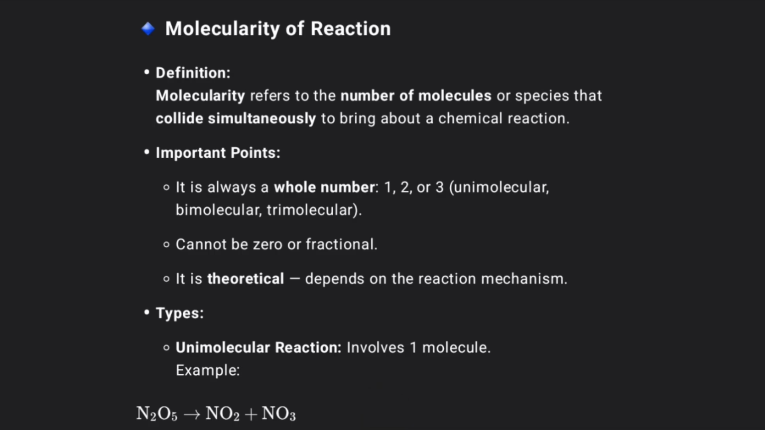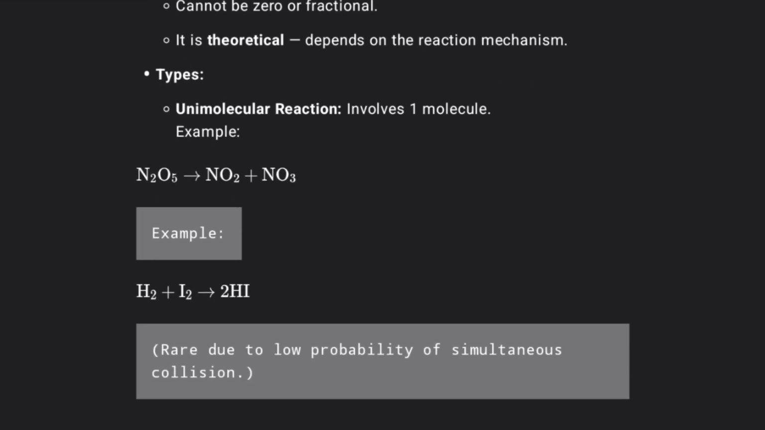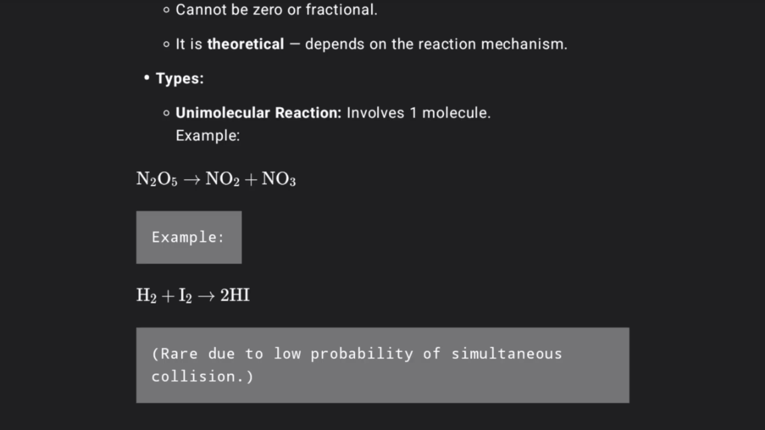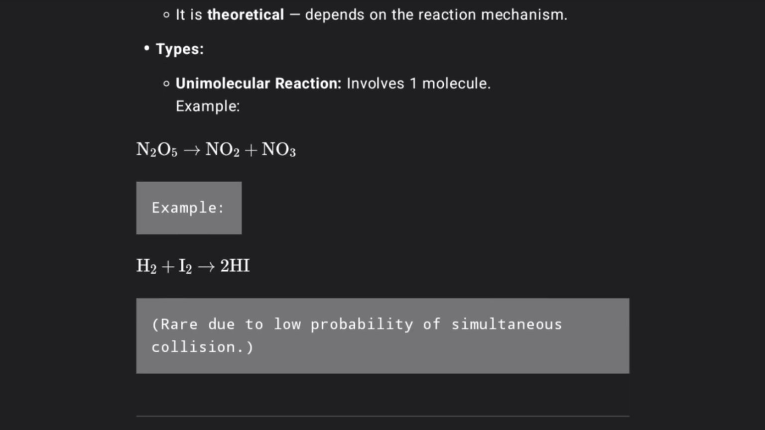Types. Unimolecular reaction involves one molecule. Example: N2O5 → NO2 + NO3. Bimolecular reaction involves two molecules. Example: H2 + I2 → 2HI. Trimolecular reaction involves three molecules, rare due to low probability of simultaneous collision.